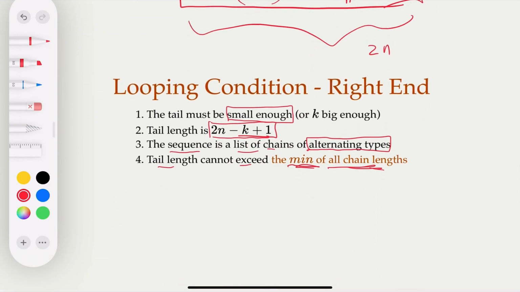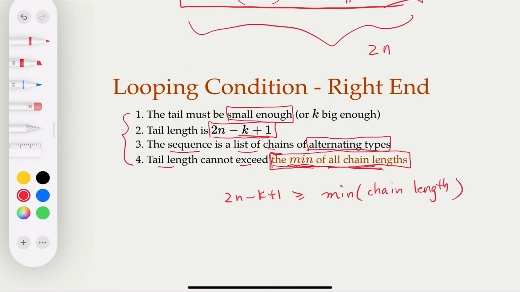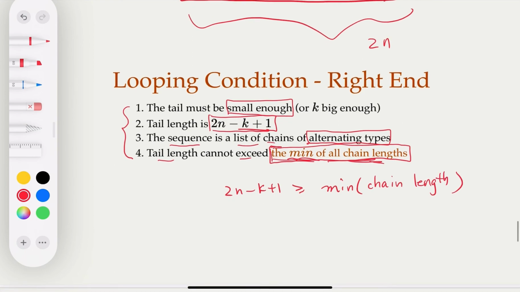Under these conditions, K must be big enough, so that for whatever alternating sequence here, the tail, which is 2n minus k plus 1, must be less than or equal to the minimum of the chain length in the sequence. Let's look at the example.